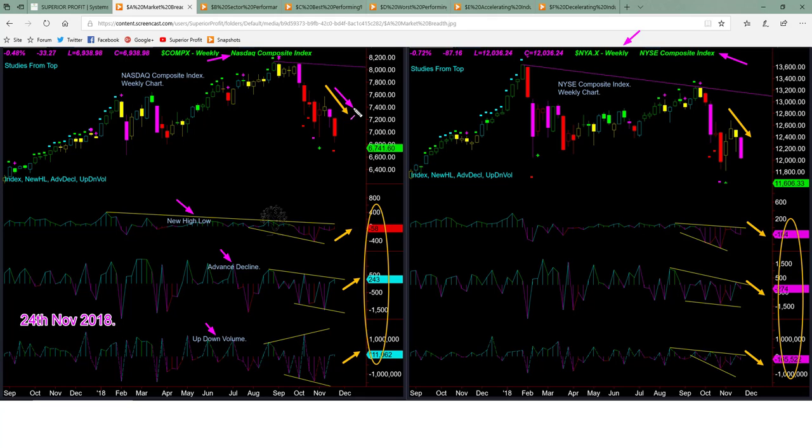This week, both NASDAQ and NYSE dropped. The candle colors have turned bearish, red or magenta. The internals are mixed. Four of the internals are below zero, and two of them are above zero, though by a small amount. You can see that the internals used to be primarily above zero in earlier periods, and now they are gradually tilting downward.